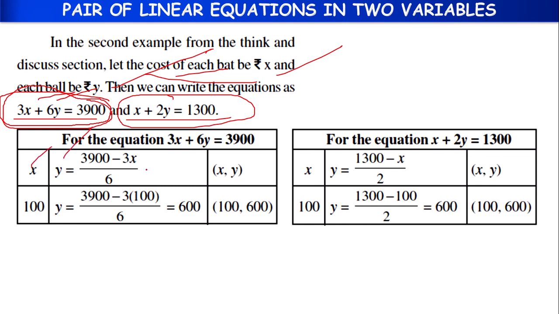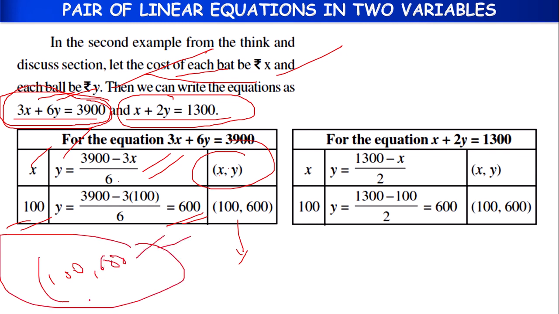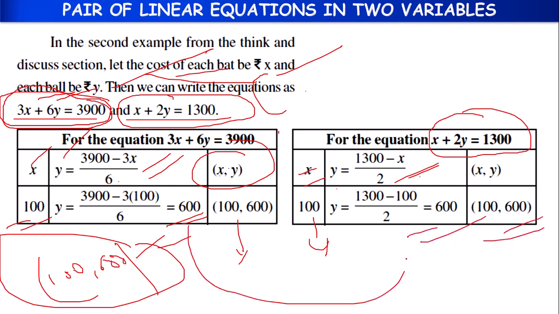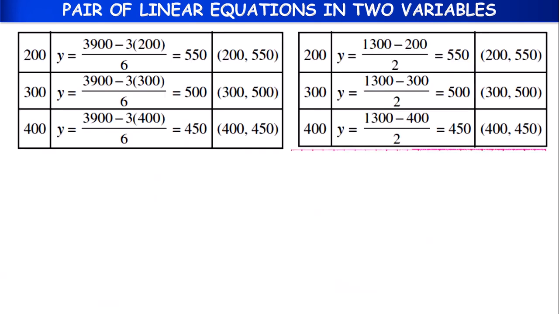So let's isolate Y, children. Then we will have X, Y ordered pairs. If X is 100, substituting, Y will be 600. So 100, 600 is an ordered pair which satisfies the equation. Here also, according to the situation, the equation is X plus 2Y equals 1300. Let's isolate Y in terms of X. If X is 100, Y will be 600. In both cases, we have got the same solution. Then 200, 550; 300, 500; 400, 450. The second table also has 200, 550; 300, 500; 400, 450.